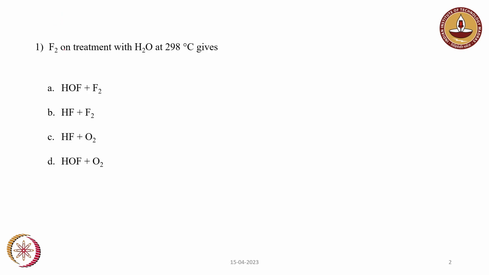The first question is F2 treatment with H2O at 298 degrees Celsius. Option A is HOF and F2. Option B is HF and F2. Option C is HF and O2. And option D is HOF and O2. So, it should be in Kelvin.